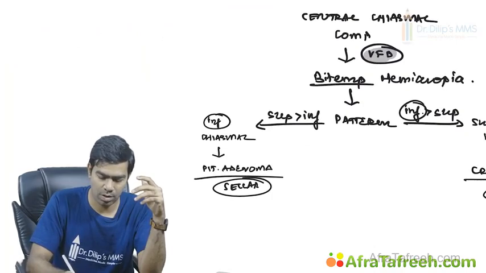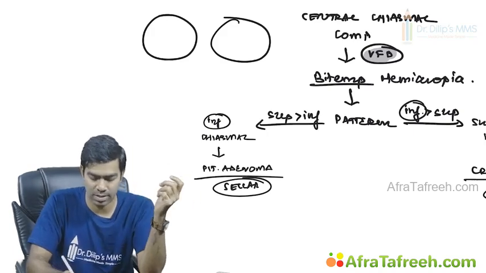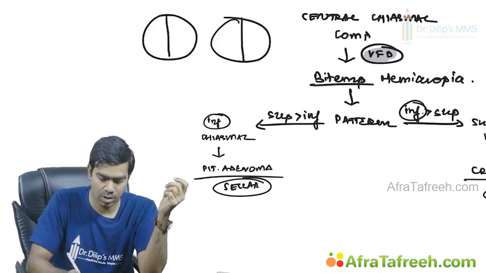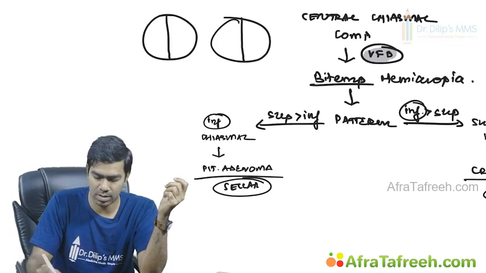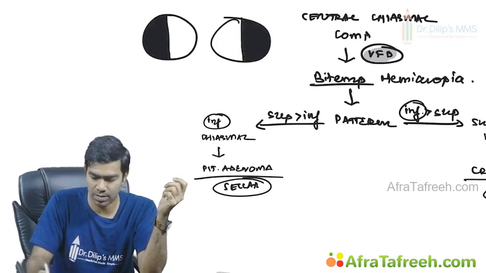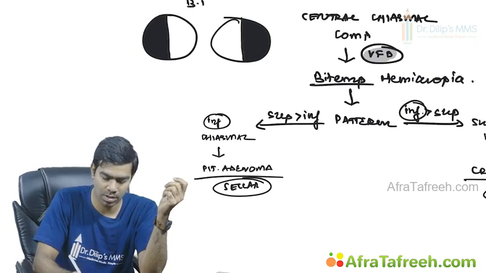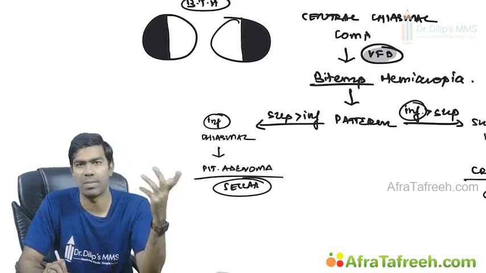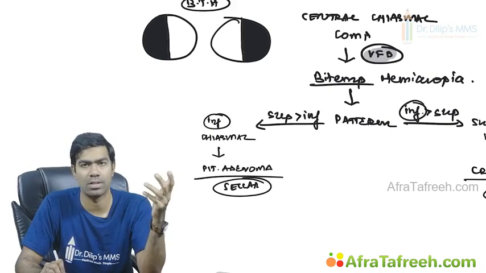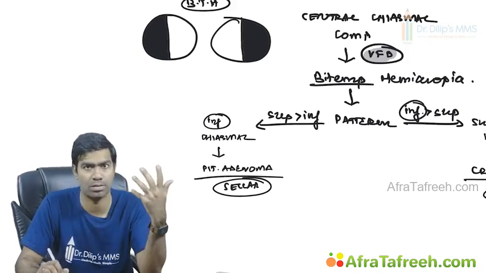Alright. So if I draw the vision, what the patient sees, and if you want to put a defect in this patient, the defect will look something like this. This is what we refer to as a bitemporal hemianopia. Bitemporal and binasal hemianopias are also referred to as heteronymous hemianopias. I'm not going to discuss those right now.